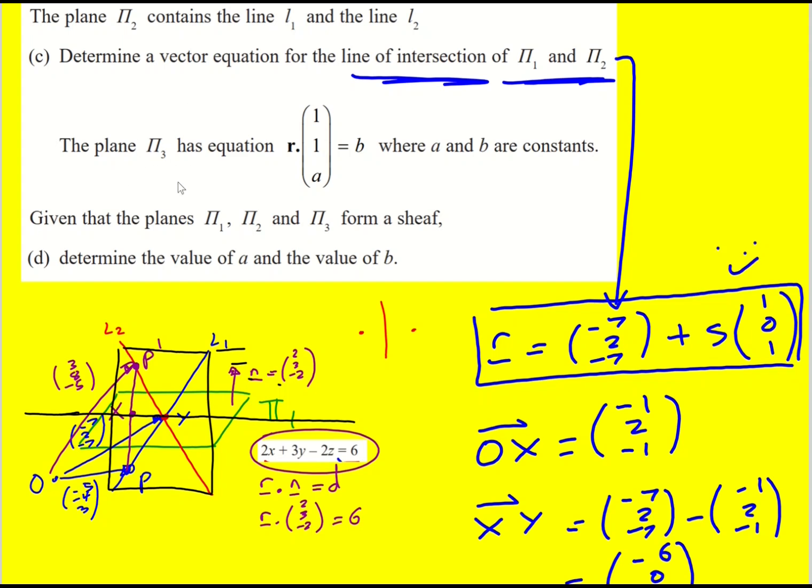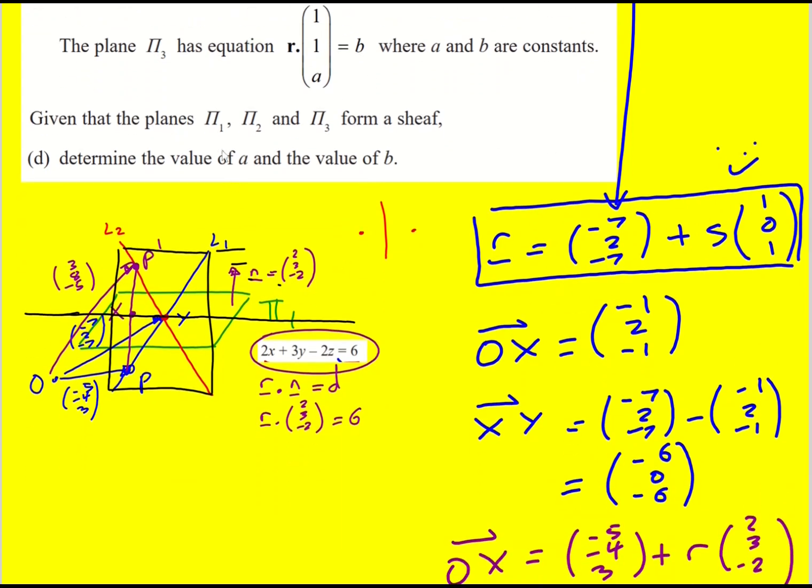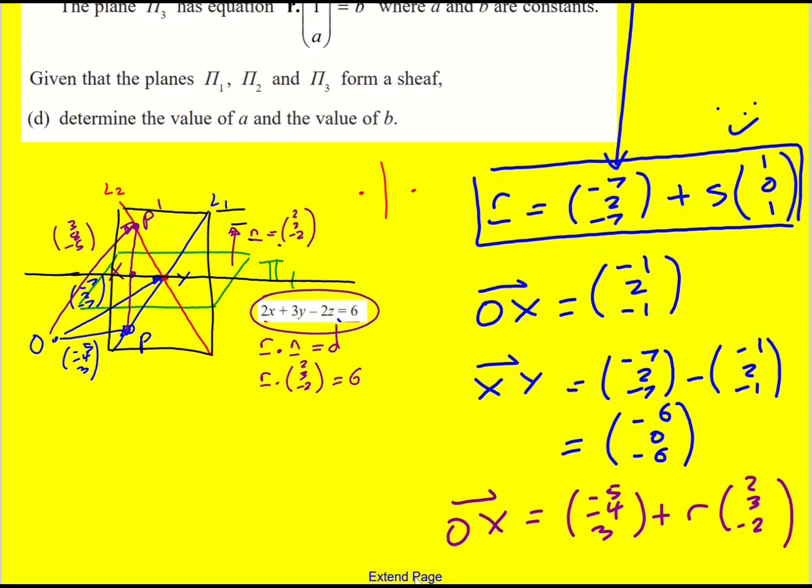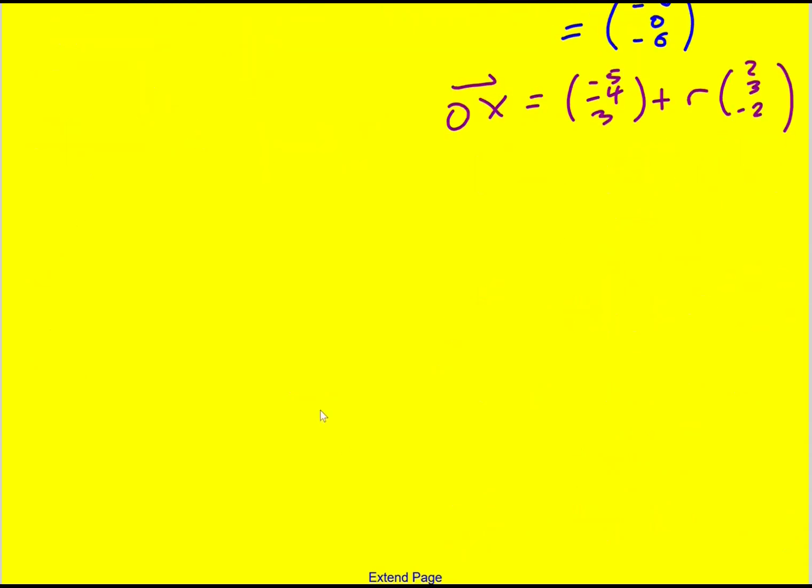Finally, we've got another plane, pi3, with this equation. A and B are constants, and we're given that the planes form a sheaf, and we're asked to find A and B.